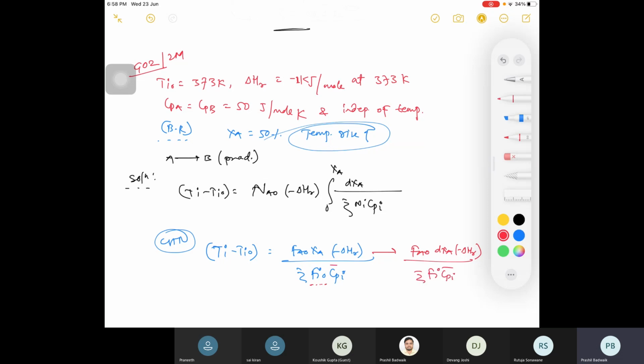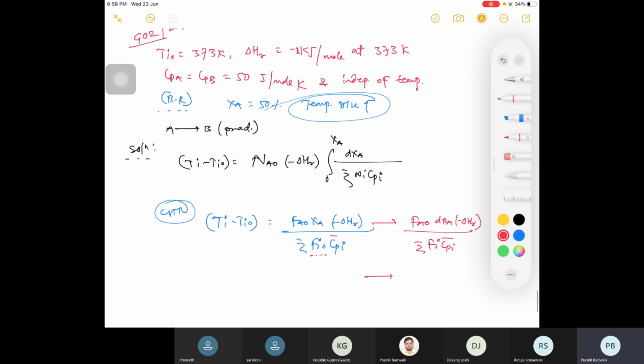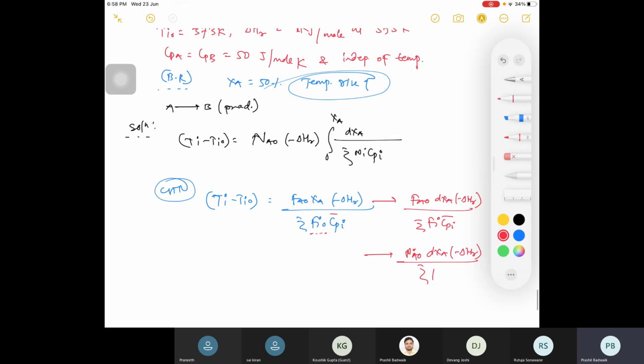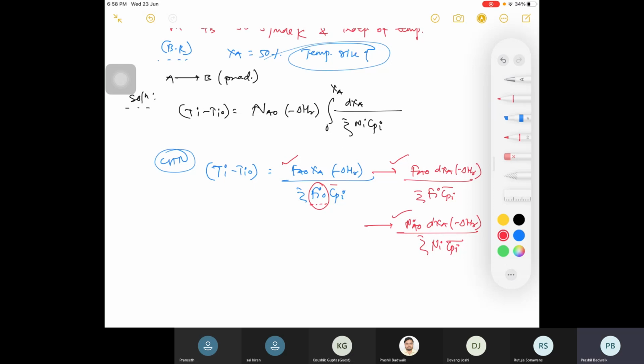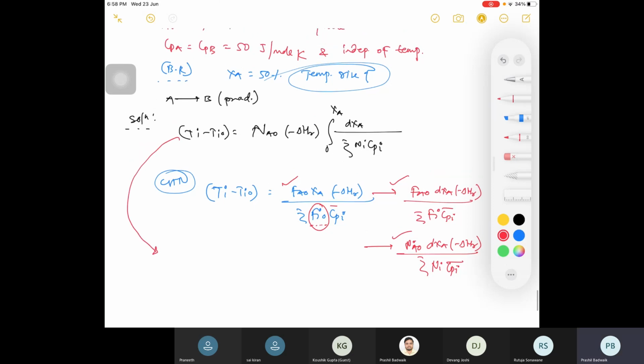In batch, what happened? It is your Na naught dXa, minus delta HR reaction, divided by your inlet. That is instead of Fi, it will be Na into Cpi mean, right? All three equations are similar. Now please try to solve this equation and find out your temperature rise.